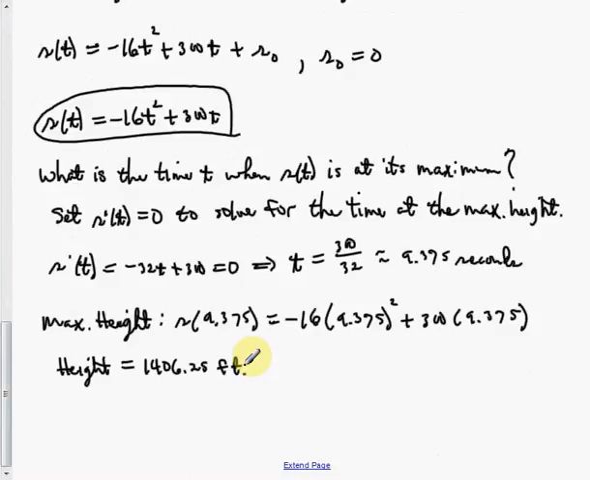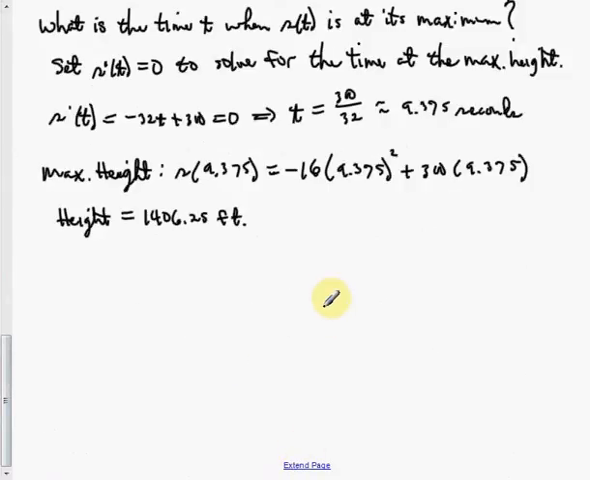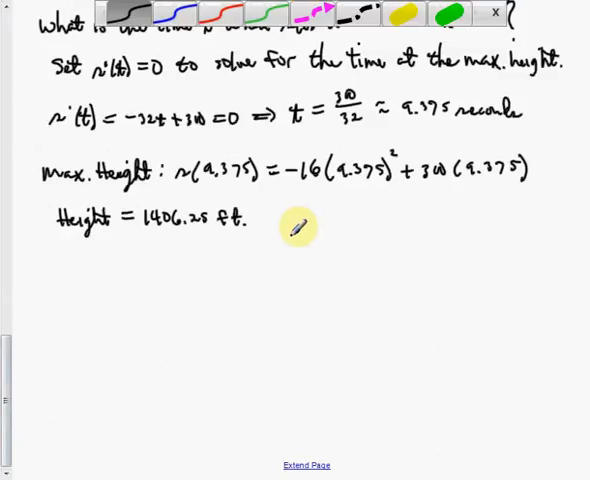Okay. Do you see how the understanding of the derivative set equal to 0 plays a part in examining this object that goes up?